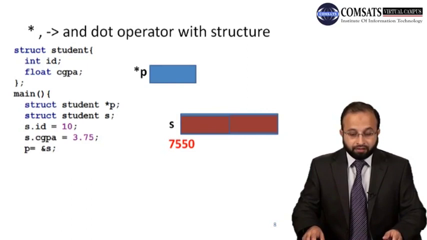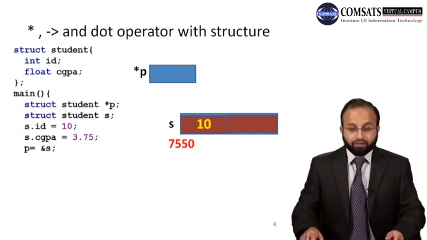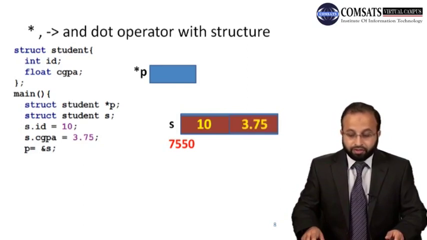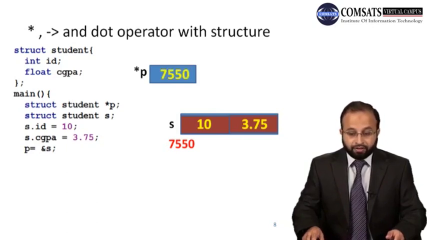Now it has two parts. The first part contains the id. So when s.id = 10 is executed, 10 will be assigned to this location and 3.7 will be assigned to this location. Now the address of this structure is 7550, we assume, and then we assign this address to the pointer p. This means that we create a connection, we can access the structure through this pointer.